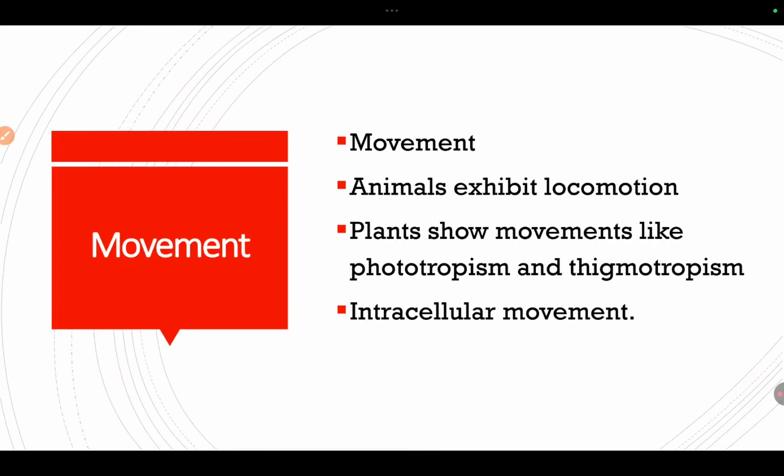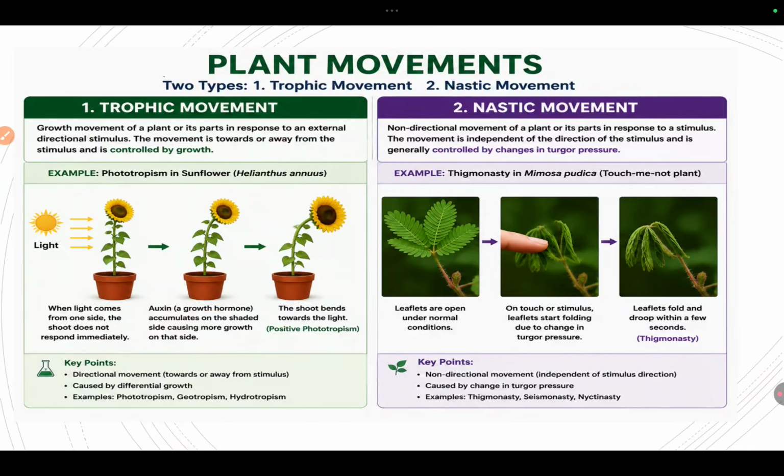So first we deal with movement. We know all living things exhibit movement, even plants, because plants are also living, so they also show some limited or restricted movement. These are tropic movements. For example, sunflower, they move along with the sun, and nastic movement, that is not directed by the direction of the stimuli. So here you can see that there is a folding of the leaflets which is due to thigmonasty. So they also show movement.